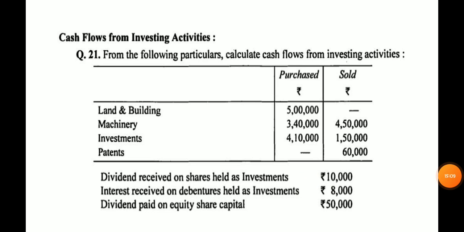Right? Now the question is based on investing activity. From the following particulars, cash from investing activity should be calculated. Land and building 5 lakh, machinery 3,40,000 becoming 4,50,000, investment 4,10,000 and 1,50,000, patents 60,000. Dividend received on shares held as an investment 10,000, interest received on debentures held as an investment 8,000, and dividend paid on equity share capital is 50,000.